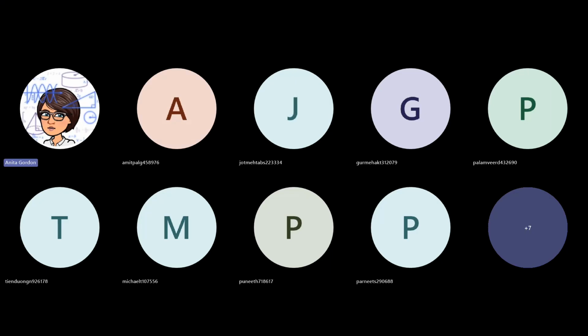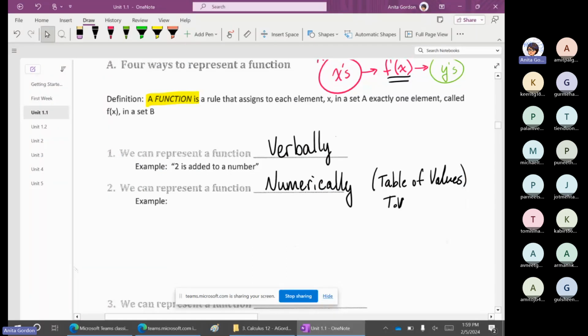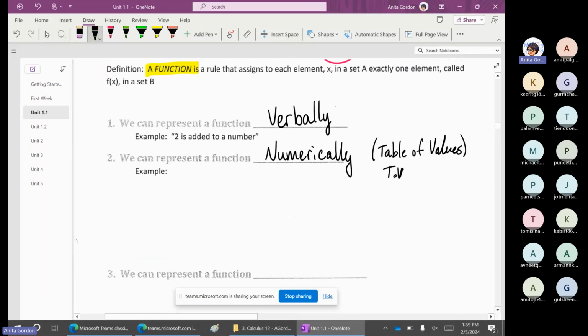So we have a function that transforms a group of numbers in group A into new numbers in group B. We represent this verbally, and we represent it numerically. An example of this would be, let's say we have x and the function f of x.